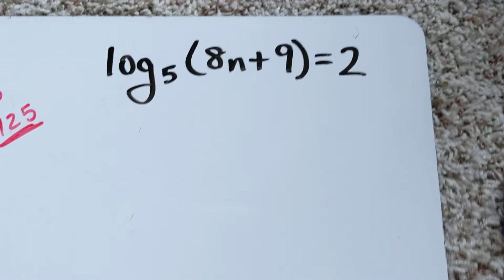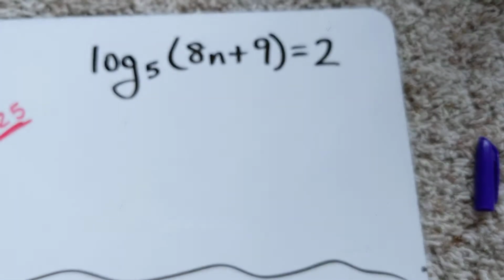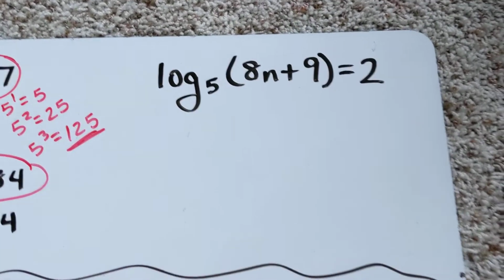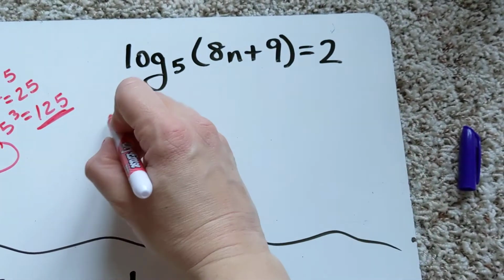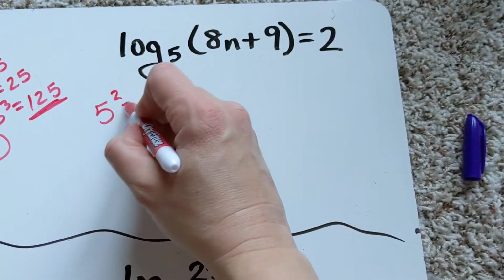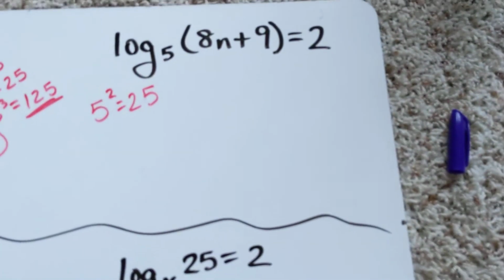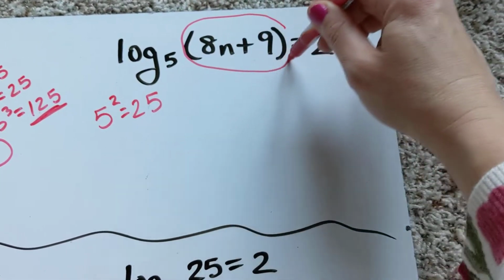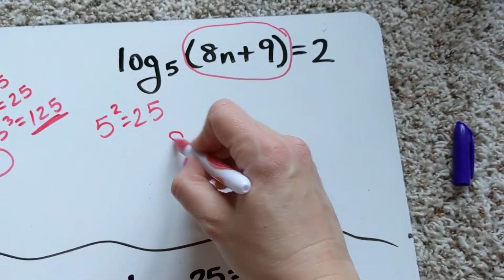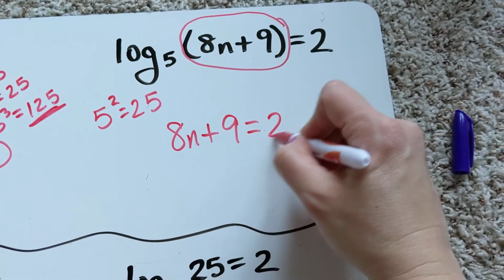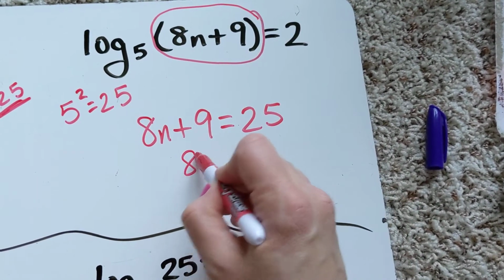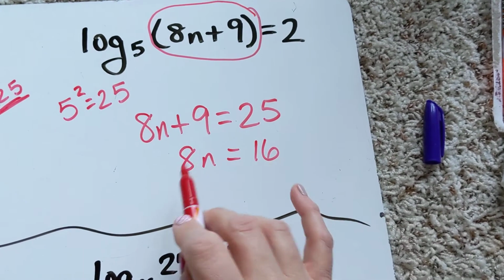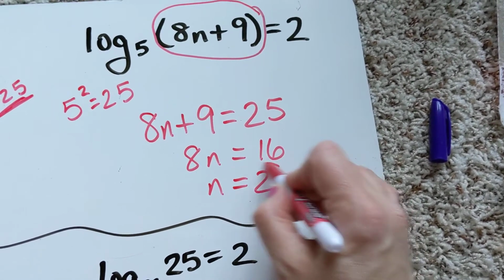All right, sorry, moving over here. This was our one that was kind of new on Friday. It still has an exponent in here, 5 to the second. And I know 5 to the second is 25. So what that means is this should equal 25. And then you just do some easy algebra from there. Subtract 9 from both sides. Divide by 8. And there's your answer.